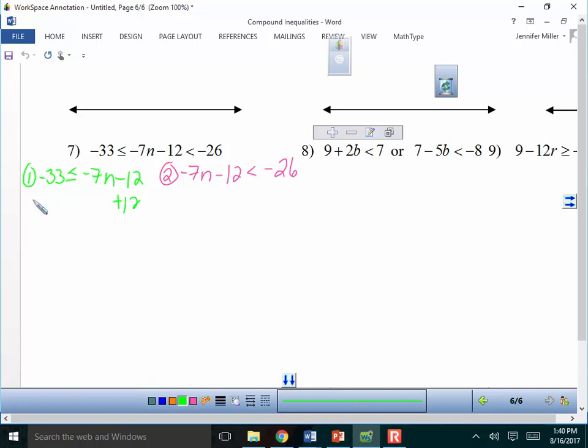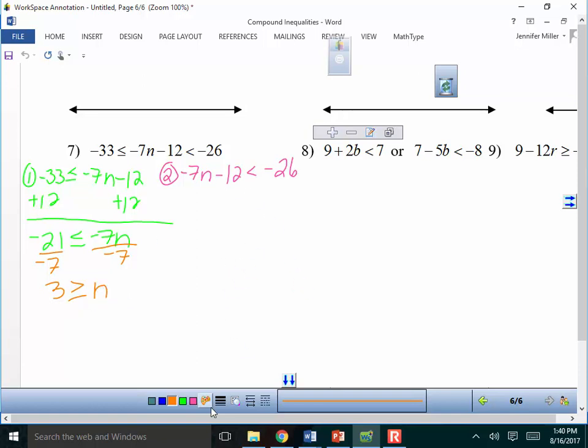So we're going to add 12 to both sides. And that will give us negative 21 is less than or equal to negative 7n. And then what would we do next, Layla? Divide both sides by negative 7, good. And what happens with that inequality symbol? Right, very good. We flip it, and that ends up giving us n is less than or equal to 3.